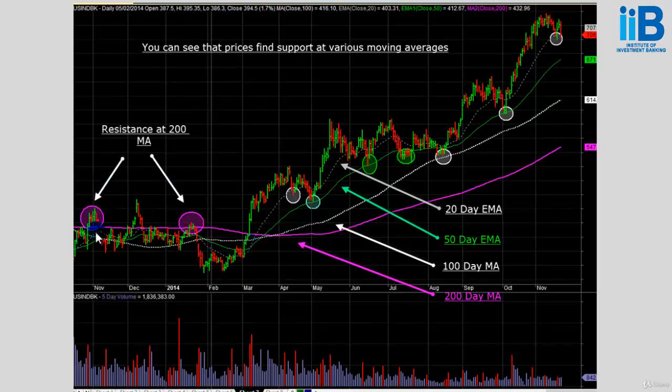We'll start from November 2013, and these colorful circles are there to tell you which moving average acted as support or resistance. Pink colored circles suggest that prices found resistance at the 200 moving average. White colored circles will suggest that they found support or resistance at the 20 EMA. Green will suggest that prices found support or resistance at their 50 EMA. And this white color shows that prices found support at their 100 simple moving average.